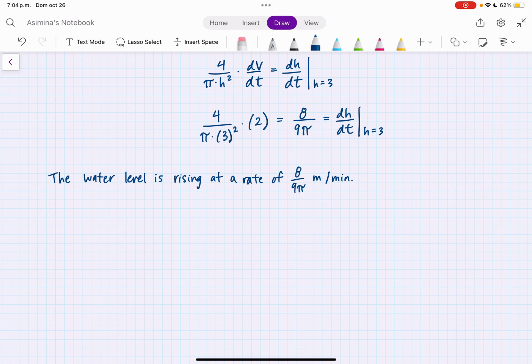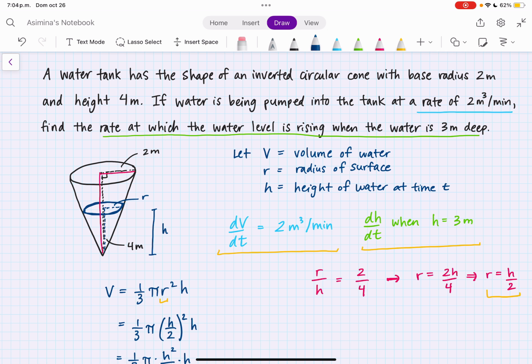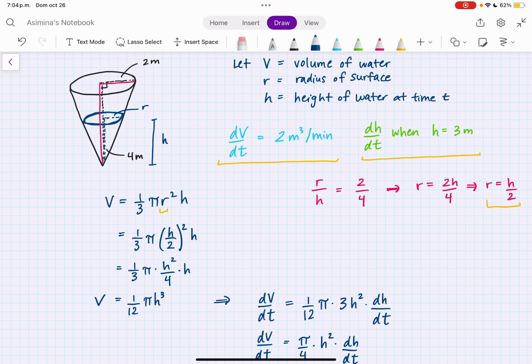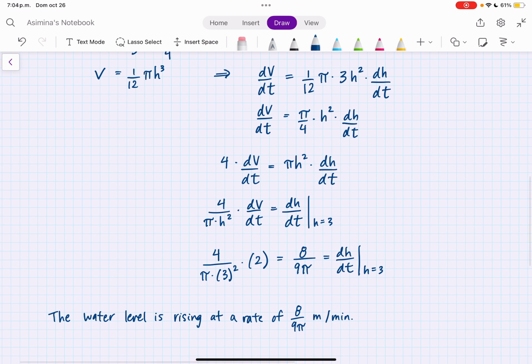So again, let's do a quick recap of everything we did. First we read the problem and we drew a diagram, and then we labeled the variables that we're working with. We then found what information we know, so we know dV/dt, and what information we want to find, which is dh/dt when h equals 3. We then came up with an equation that relates all of the variables we're interested in. So in this case, it was the volume of the cone. And then we differentiated both sides with respect to t and used the information we know to solve for the information we wanted to find, which is dh/dt when h equals 3.